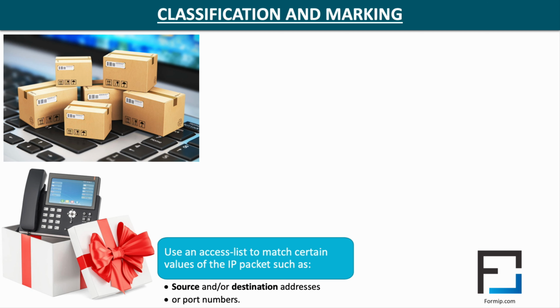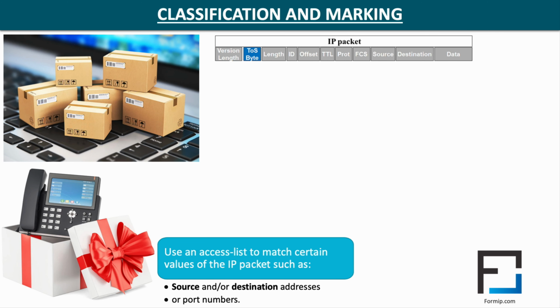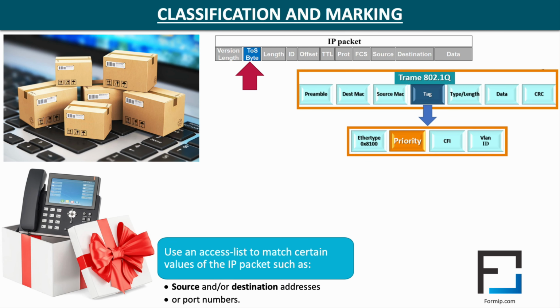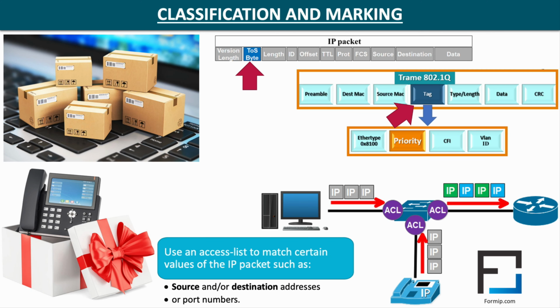After classifying the type of packet, it is necessary to be able to mark it. Marking is the modification of one or more fields in the header of an IP packet or an Ethernet frame. For example, in an IP packet, it will be the TOS, type of service field, that will be used to mark the packet. And in an Ethernet frame, since they don't have a TOS field, the marking will be done in the tag field that is already used to mark trunks and VLANs.